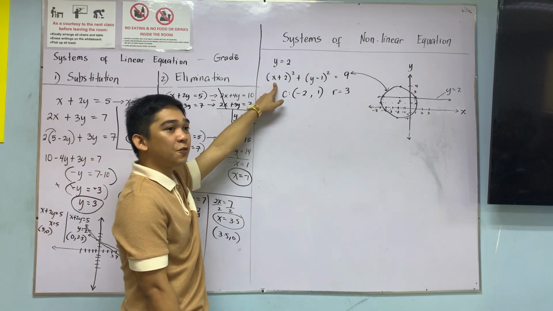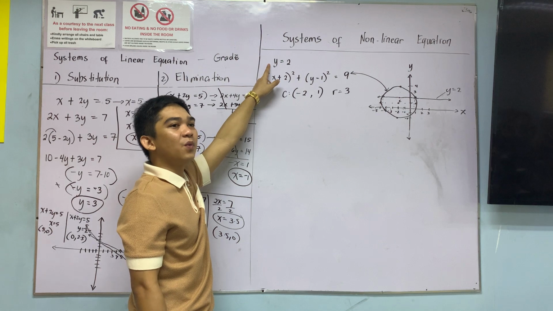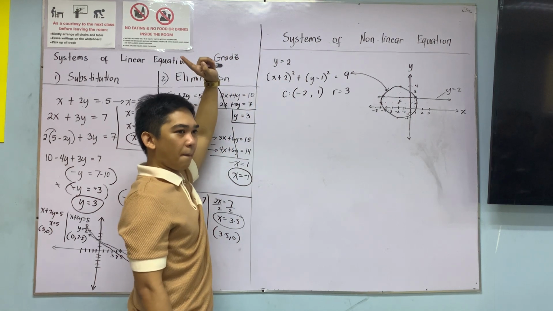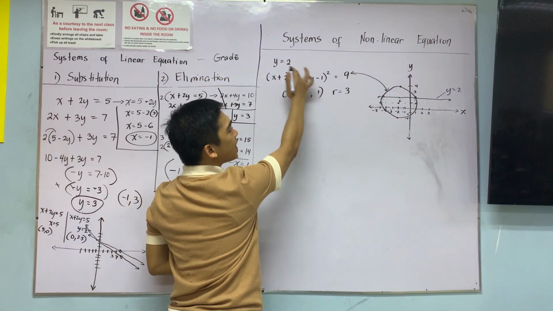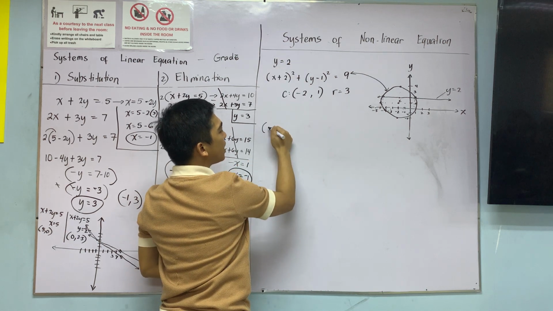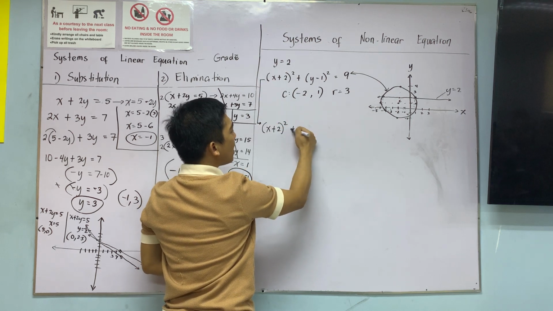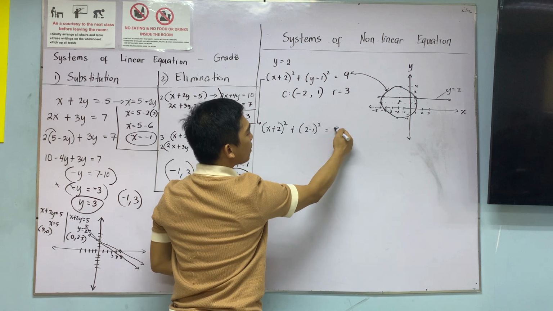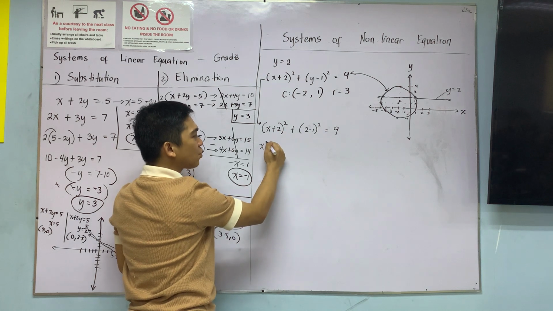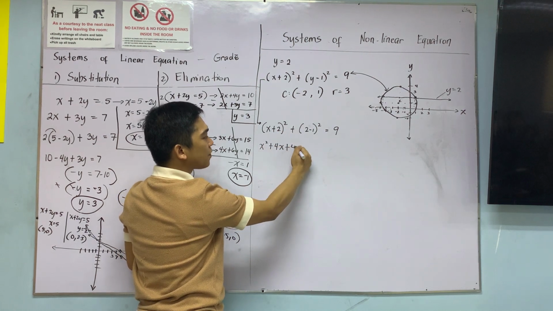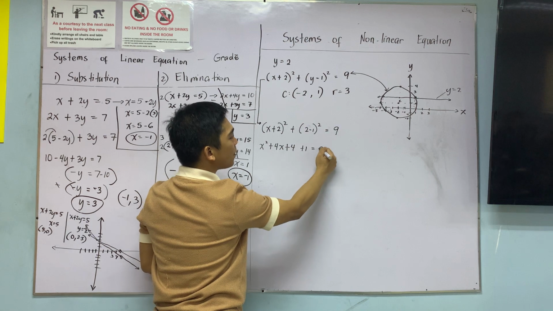Since given si standard form ni circle dito, at ito'y constant function, ano mas madaling way? The elimination or the substitution? Substitution. Okay, kasi papalitan lang natin si y ng 2. So, magiging x plus 2 squared. Substitution na tayo. Plus 2 minus 1 squared is equal to 9. Ito, kailangan expand. So, x squared plus 4x plus 4, plus 2 minus 1, 1 squared plus 1 is equal to 9.